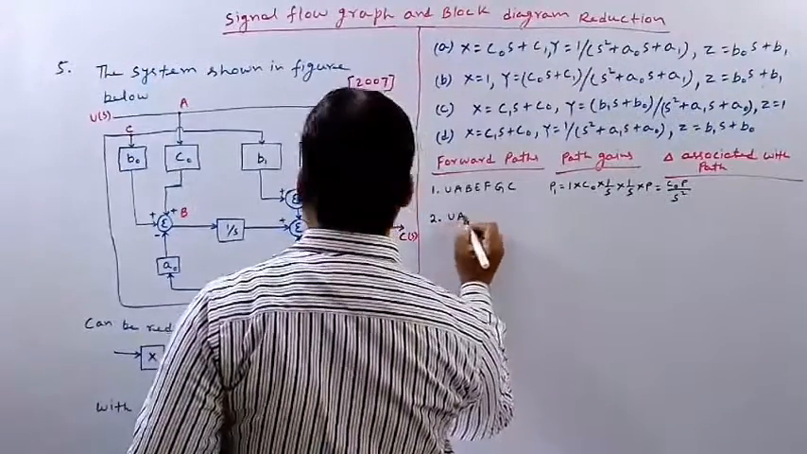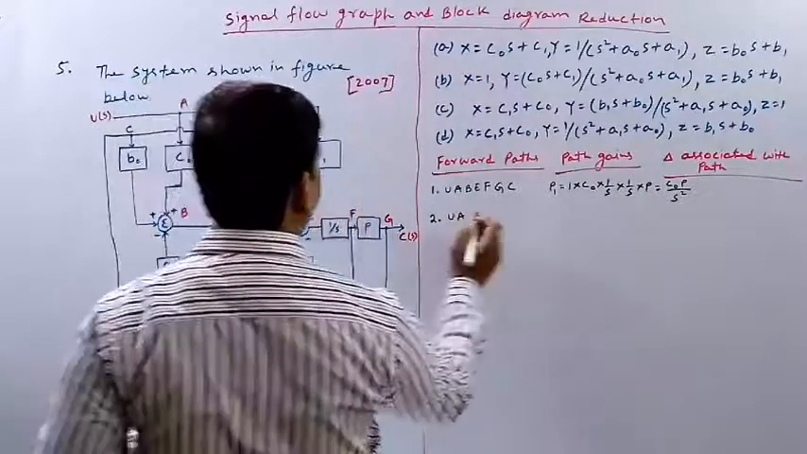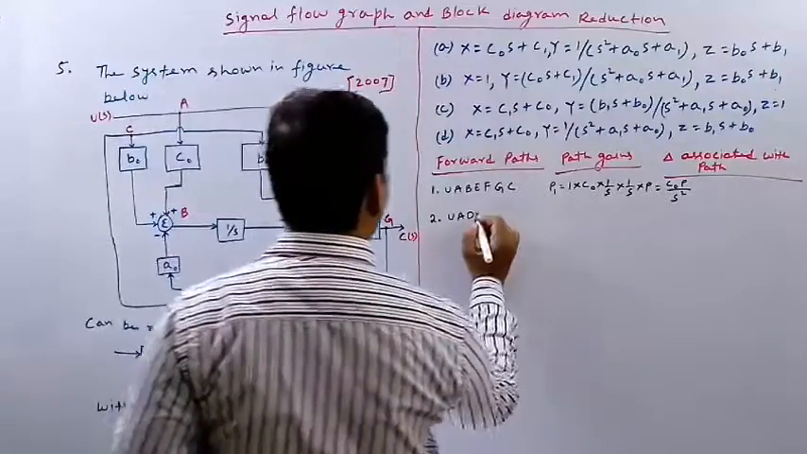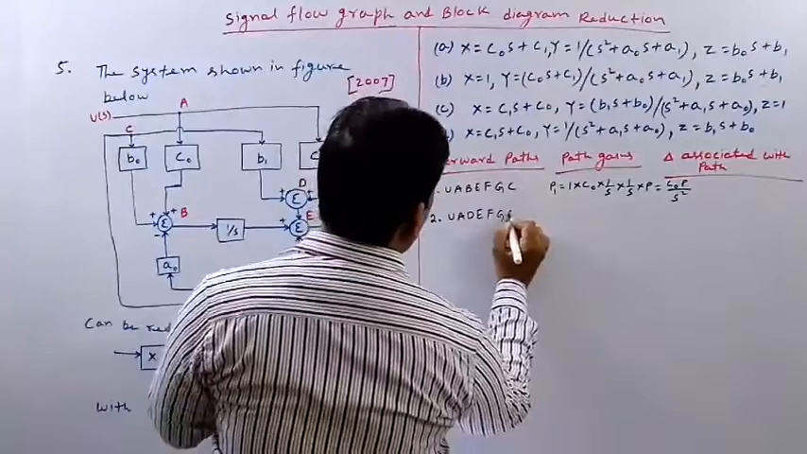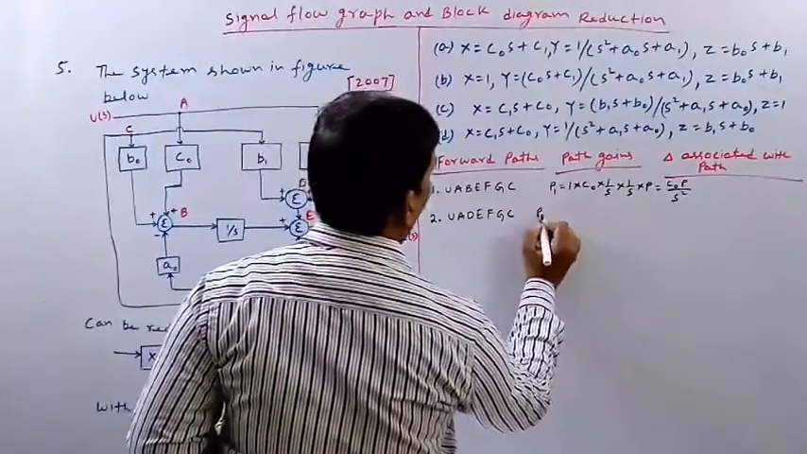U A D E F G C. Let us denote its path gain by P2. So what will be P2?